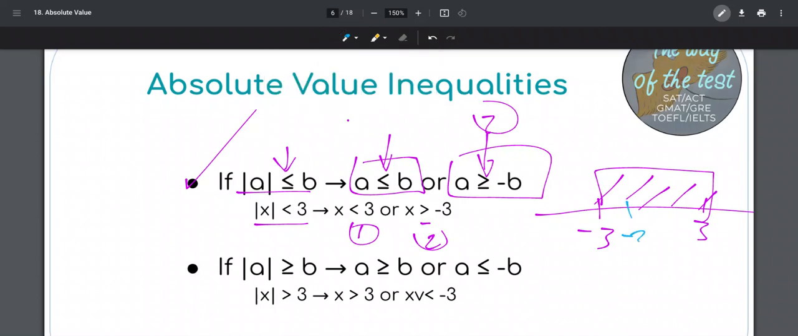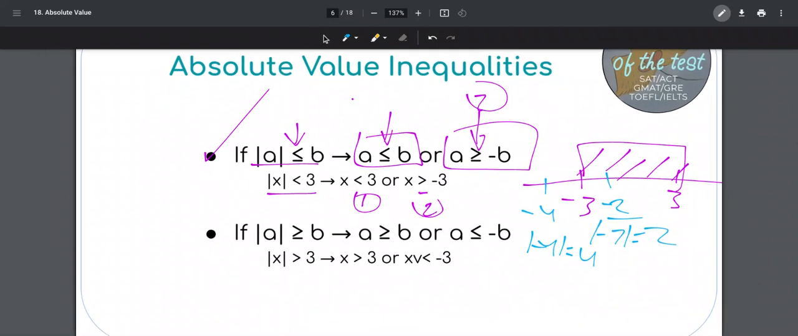For example, if I have negative 2, the absolute value of negative 2, which will be 2, is less than 3. But if I take negative 4, which is outside the range, then absolute value of negative 4 will be positive 4, which is not less than 3. So I take the range from negative 3 to positive 3.